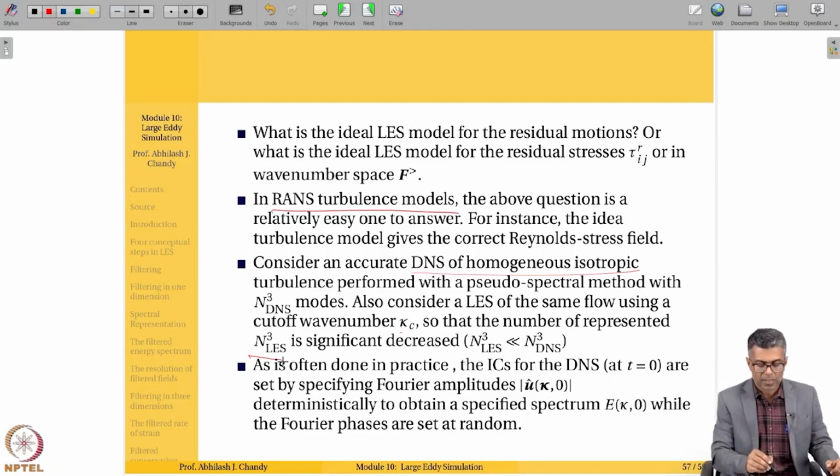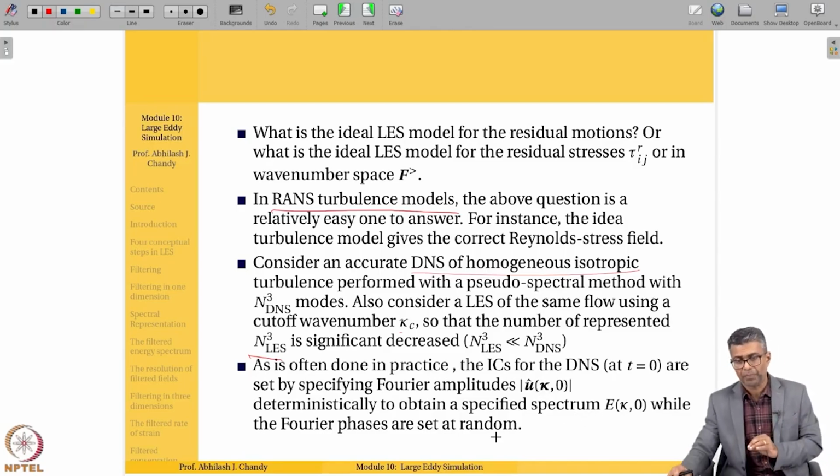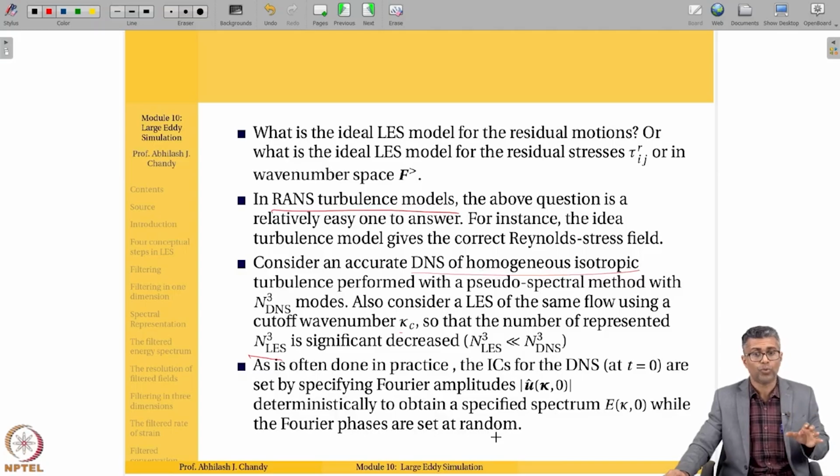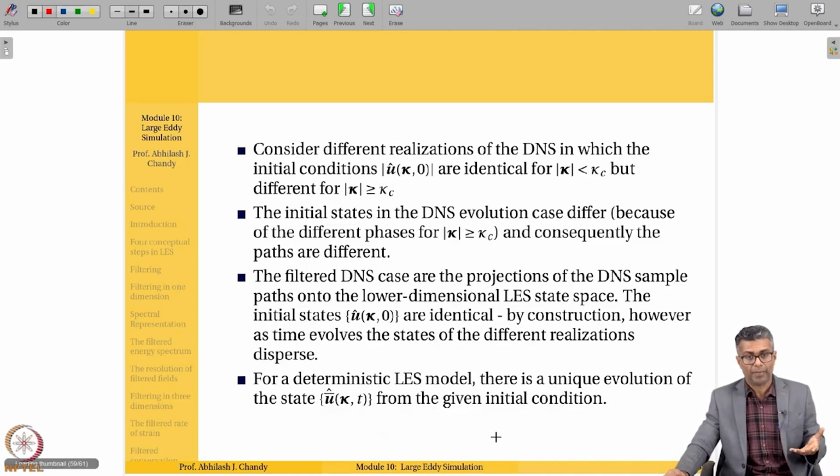Now, what happens is, as is often done in practice, the initial conditions in DNS are set by specifying Fourier amplitudes deterministically to obtain the specified spectrum, while the Fourier phases are set at random. This is what you typically do, especially when you're using a pseudospectral method. The amplitudes are obtained from the spectrum, whereas the phases are set at random.